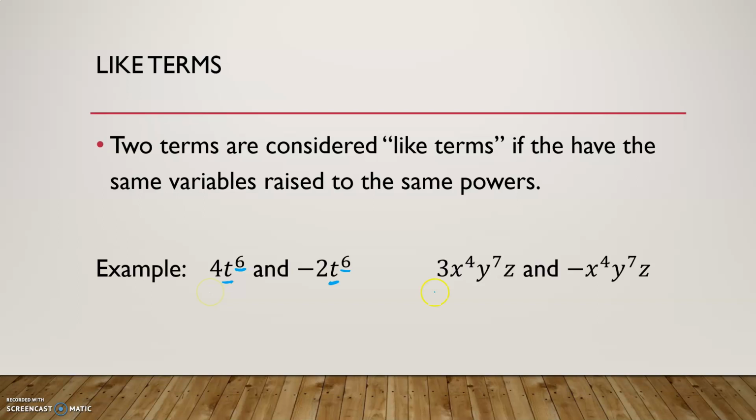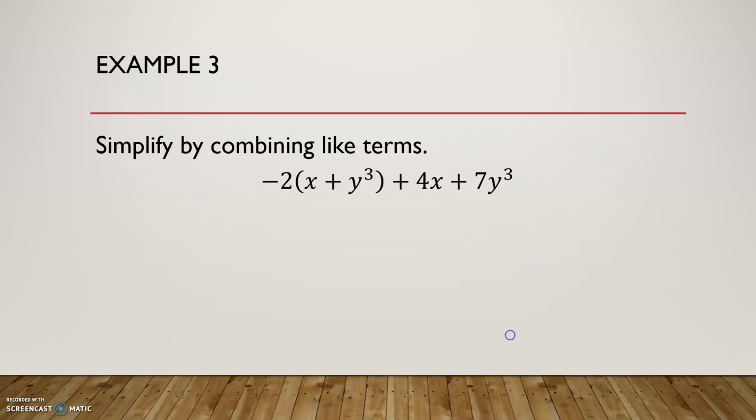exponent be the same. Here I can see I've got x to the 4th, x to the 4th, y to the 7th, y to the 7th, and then z and z. So they're the exact same things. The number in front is called the coefficient. And even though the coefficients are different in each case, that's okay. It doesn't matter as long as the variables are the same.